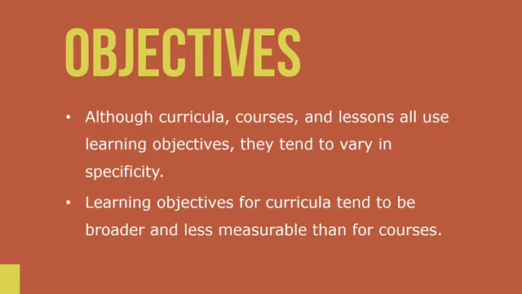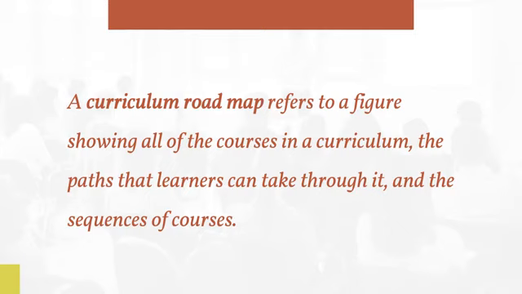Although curricula, courses, and lessons all use learning objectives, they tend to vary in specificity. Learning objectives for curricula tend to be broader and less measurable than for courses. A curriculum roadmap refers to a figure showing all of the courses in a curriculum, the paths that learners can take through it, and the sequences of courses.